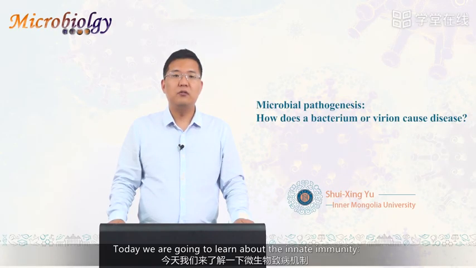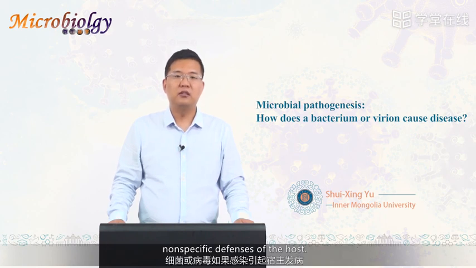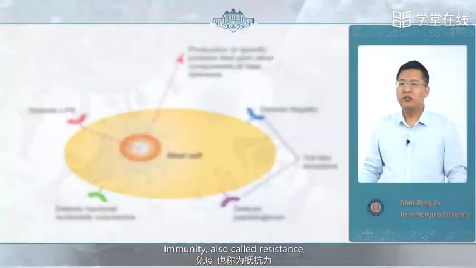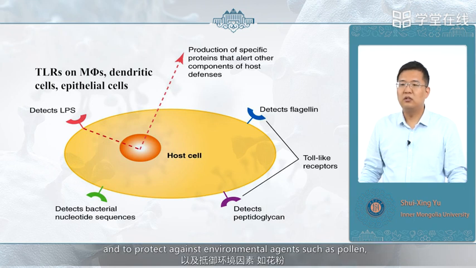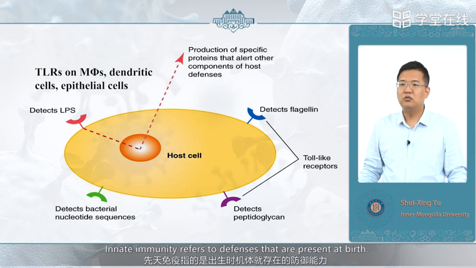Hello class, today we are going to learn about innate immunity, the non-specific defense of the host. Immunity, also called resistance, is the ability to ward off disease caused by microbes or their products, and to protect against environmental agents, such as pollen, chemicals, and animal dander. Innate immunity refers to defenses that are present at birth.